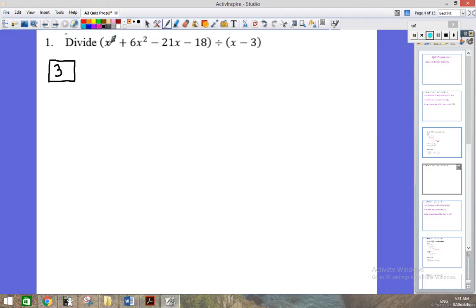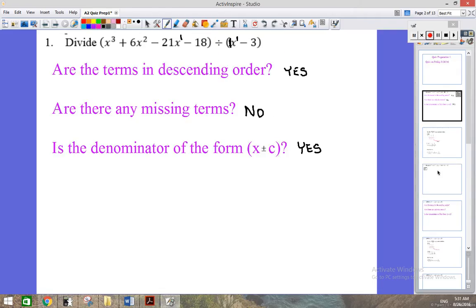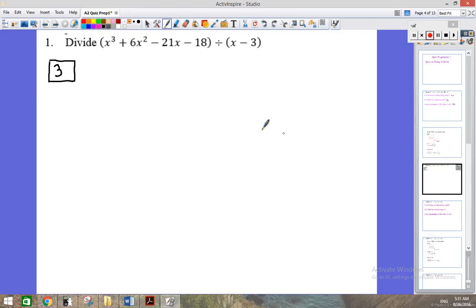Let's back up. Make sure that I'm in descending order: 3, 2, 1, and the constant. There's no missing terms, but we went through all that here for that problem. I'm just re-emphasizing, just kind of going through my head, because every time I see that, it's a repetitive process. I start with those initial questions.